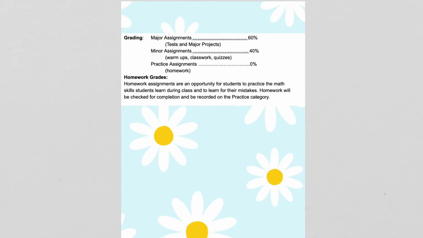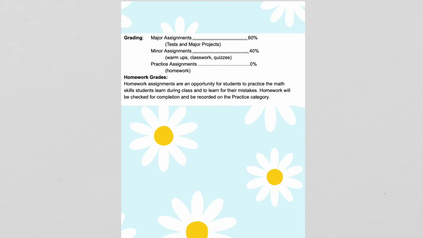Now here's the really important part. It's the grading. Geometry has major, minor, and practice, and it's split into 60-40. So your major grades are 60% of your grade, the minor are 40%, and the practice, which would be the homework, is 0%. So we have that 0% category, and you're like, Miss Webb, why should I do it if it doesn't affect my grade?